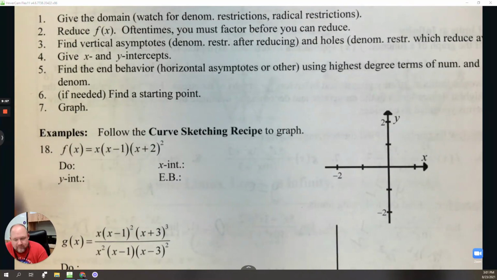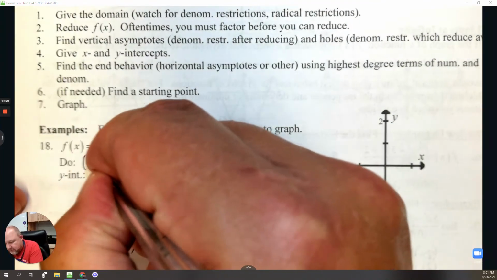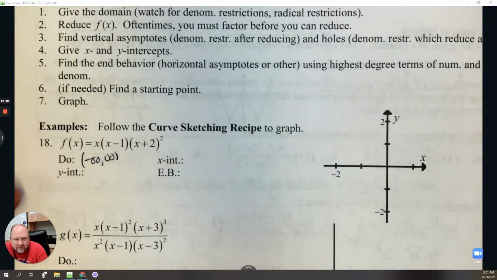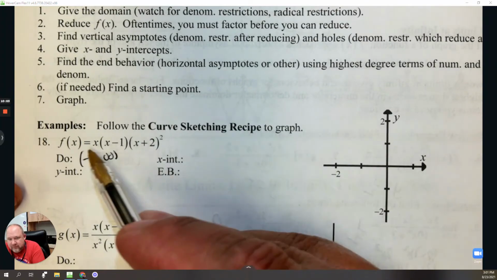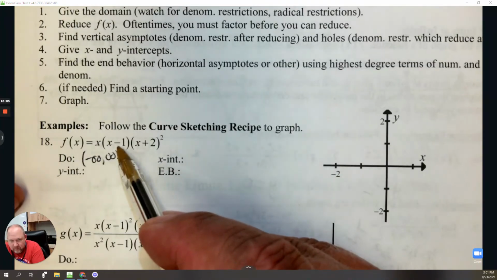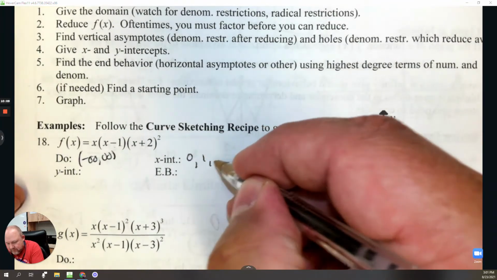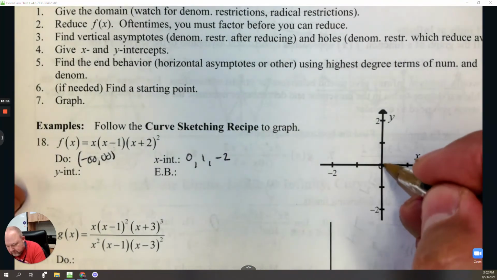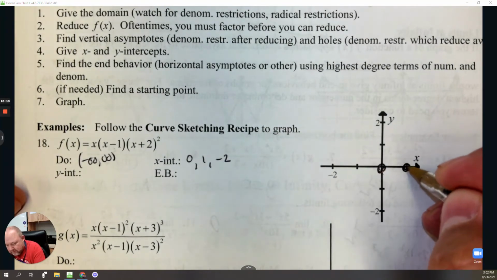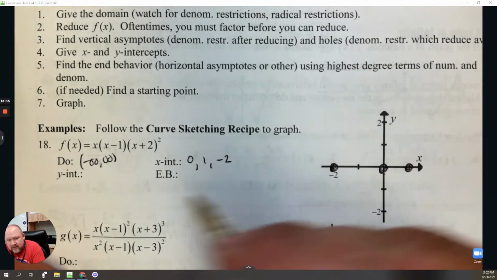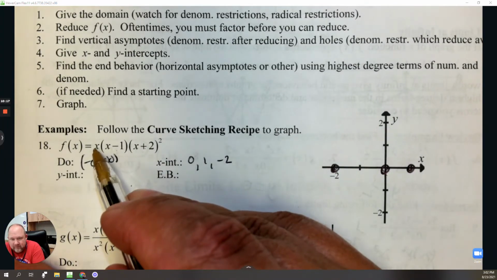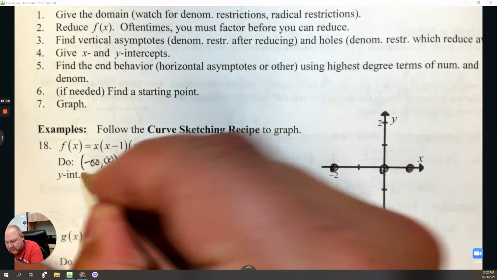Number 18, the domain is all real numbers. There's no restrictions. We don't have a fraction. The x-intercepts are 0, positive 1, and negative 2. The y-intercept, if I plug in 0 for x, I get the answer 0.